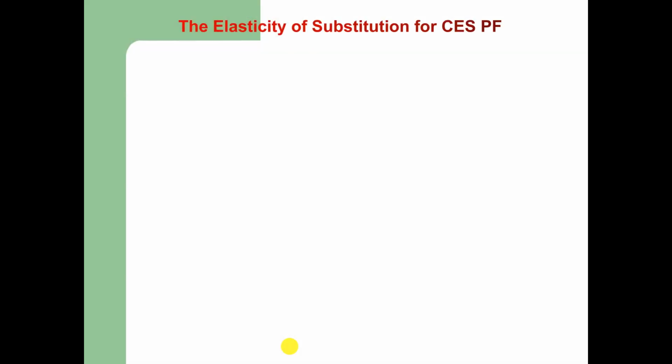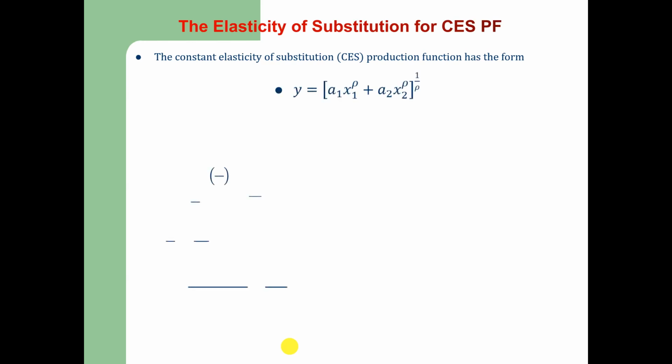Now I will discuss the elasticity of substitution for the constant elasticity of substitution production function. The constant elasticity of substitution, that is the CES production function, is of the following form, where y is equal to (alpha 1 x1 raised to the power rho plus alpha 2 x2 raised to the power rho) whole raised to the power 1 by rho. So this is the generalized form of the Cobb-Douglas production function.